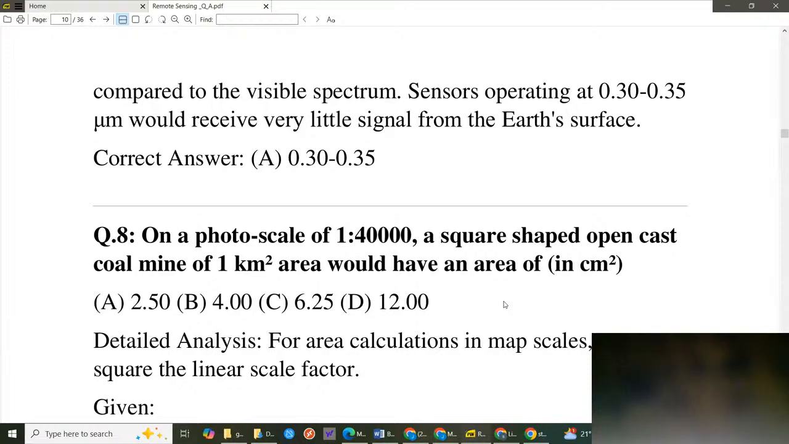On a photo scale of 1 is to 40,000, a square shaped open cast coal mine of 1 square kilometer area would have an area of, in centimeter square: A 2.5, B 4, C 6.25, D 12. Detailed analysis: for calculation in map scales, we must square the linear scale factor.